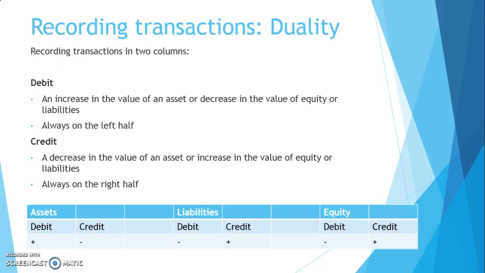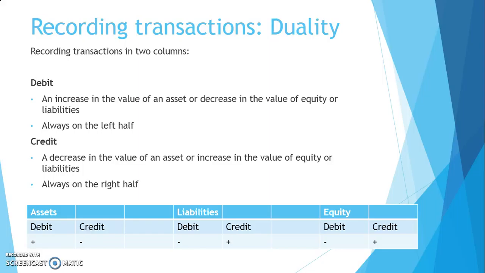So how do we go about putting together these financial statements? We do this through the notion of duality, which is recording transactions in two columns via debits and credits. A debit is the increase in the value of an asset or decrease in the value of equity or liabilities, and is always included in the left half of the two columns. A credit is the opposite of this, a decrease in the value of an asset or an increase in the value of equity or liabilities, and this will always be recorded on the right half of the two columns.